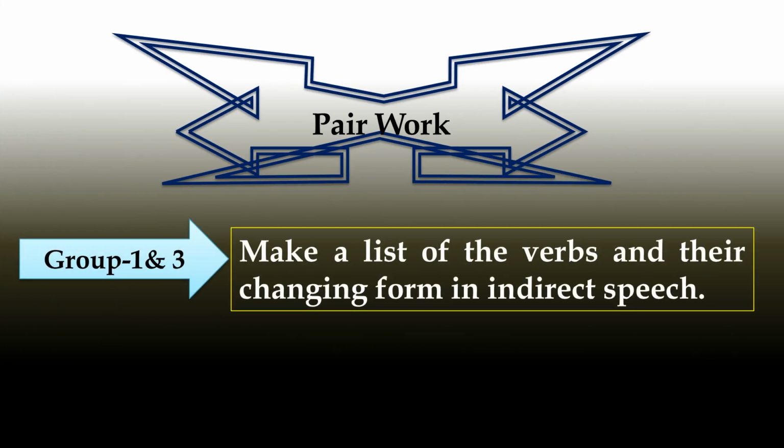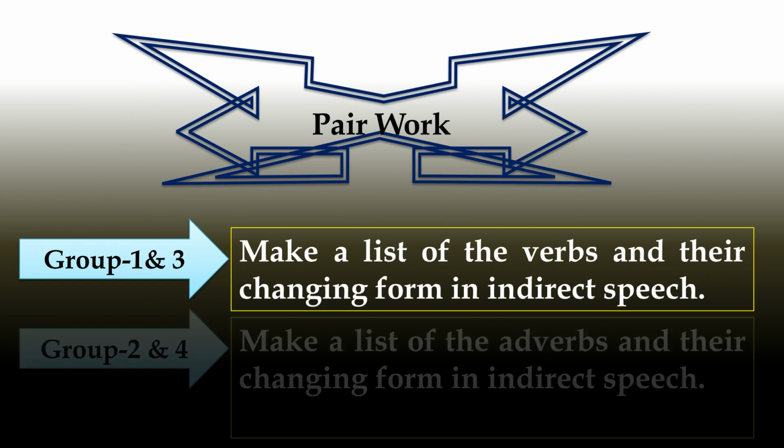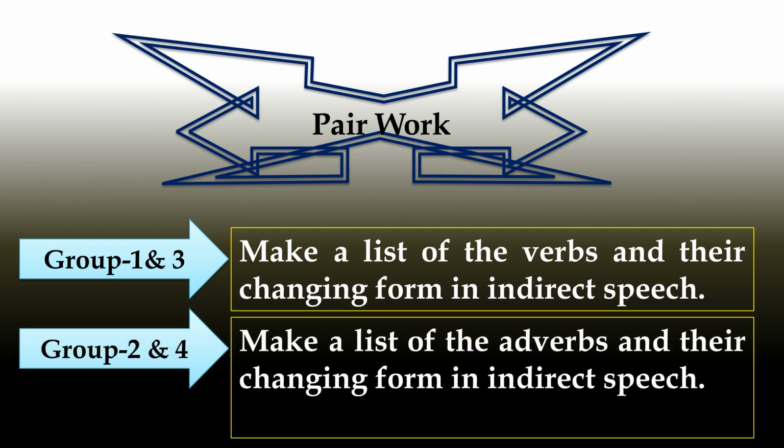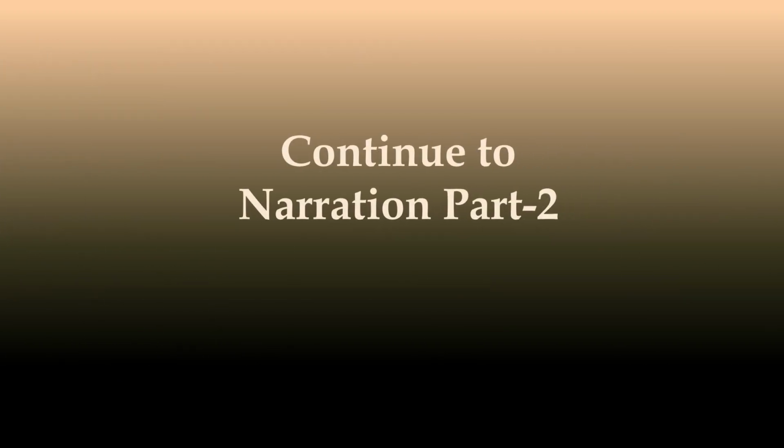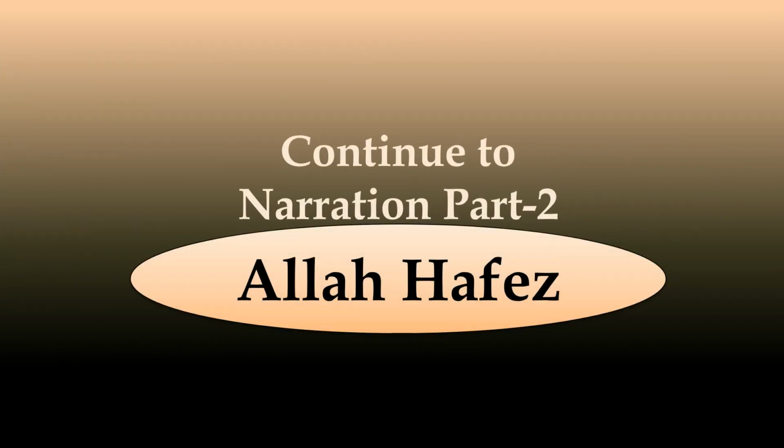Now, let's engage in some practice work. Groups 1 and 3 can list the verbs and their changing forms, and groups 2 and 4 can list adverbs and their changing forms in indirect speech. For homework, please change these direct speeches into indirect speeches. These examples include universal truths and other assertive sentences. This concludes Narration Part 1. Please continue to Narration Part 2.